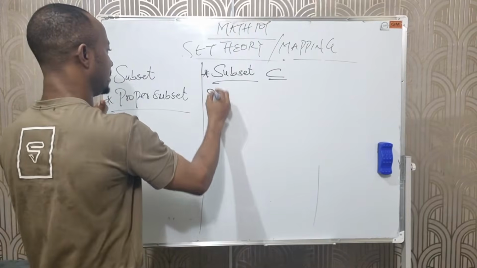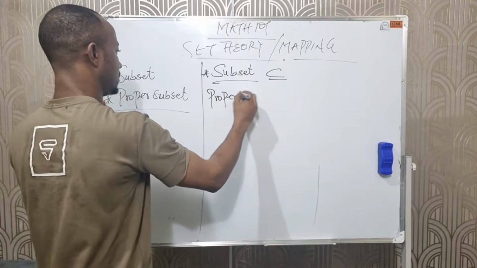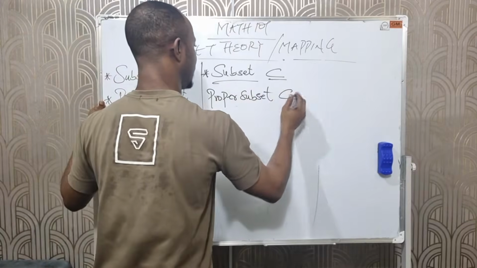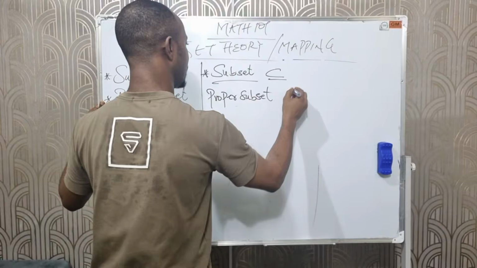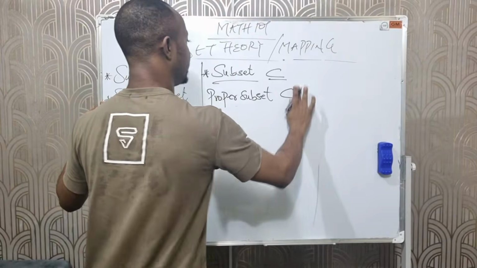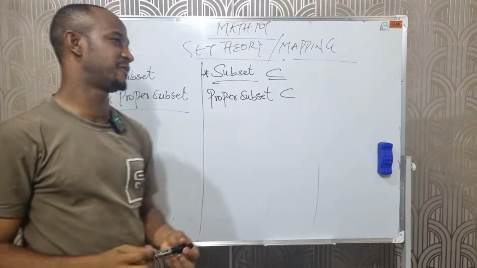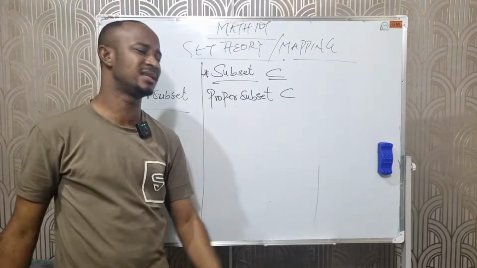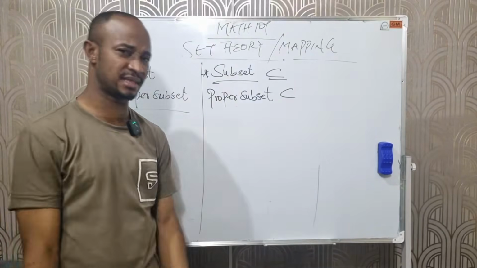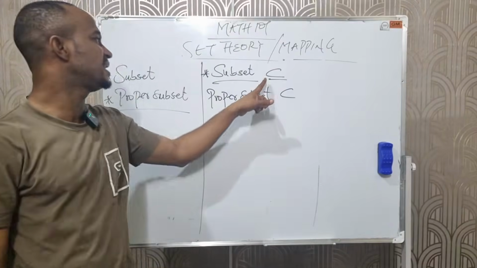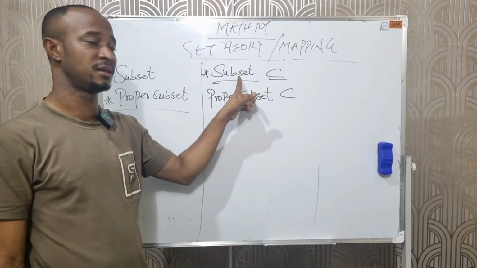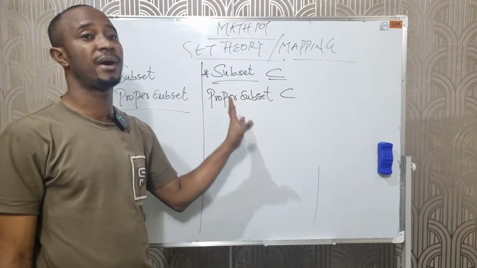We have the proper subsets. The symbol for this is this. Many students always confuse themselves. I've seen many students come to me and say, which of these symbols represents a subset? When you see any symbol like this, it represents a subset. This represents what? A proper subset.